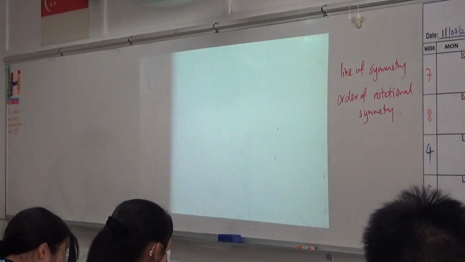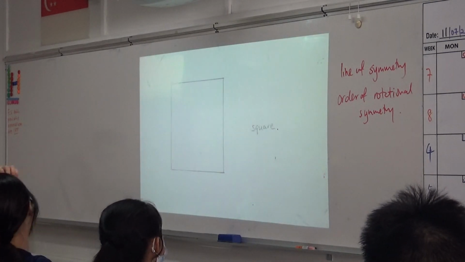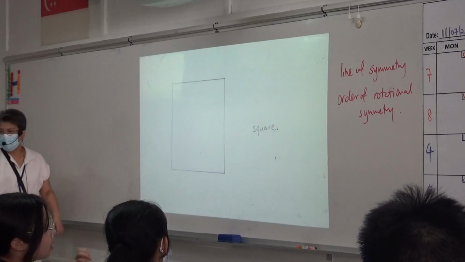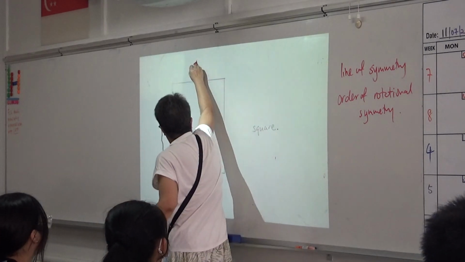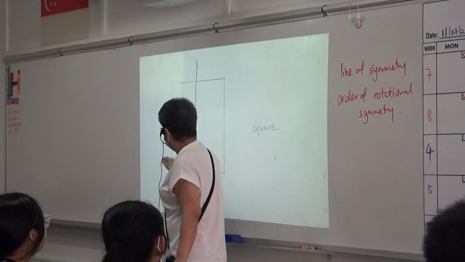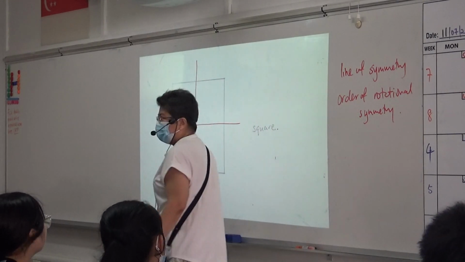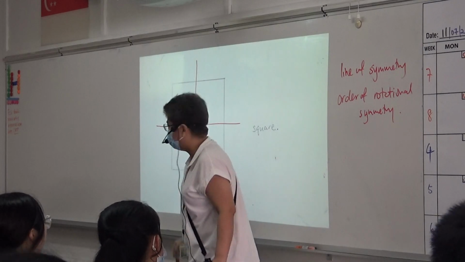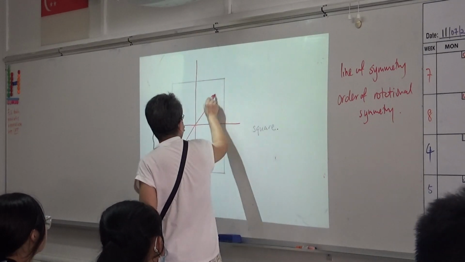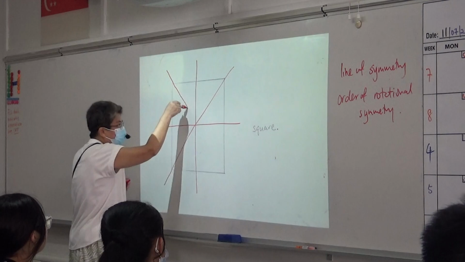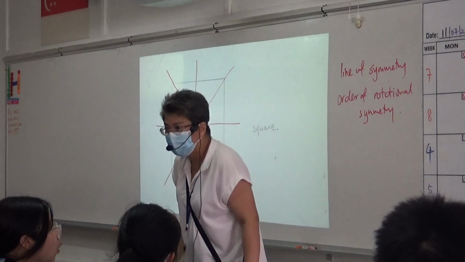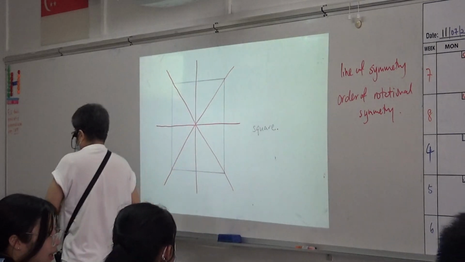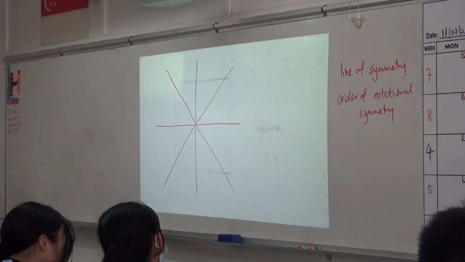Let's take a look at this particular one. This is a square. There are actually 4 lines of symmetry. Okay? Like that, right? One line. Like that. And another line. What's the other two? Yes, diagonal. And then diagonal. This one has 4 lines of symmetry. You can see it? Yes or no? Okay. Next one. I'm going to show you.